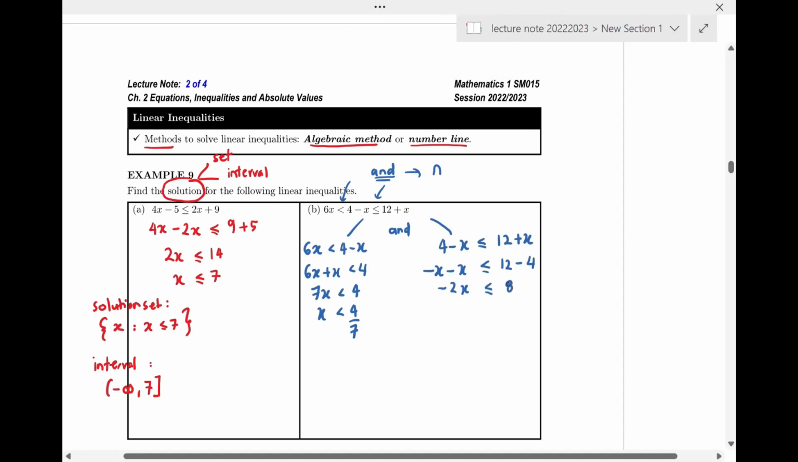I can see I have negative 2 there. So when I divide both sides of this inequality by negative 2, of course, the sign will automatically change. So 8 divided by negative 2 is negative 4. I'll be highlighting this change of symbol over here due to our division by a negative number.